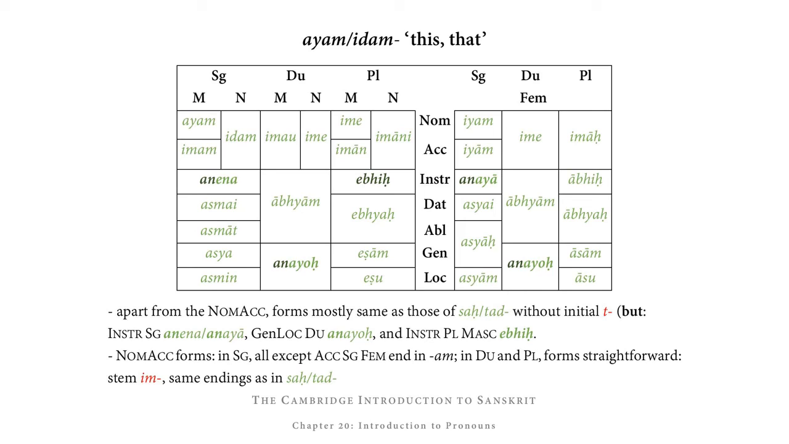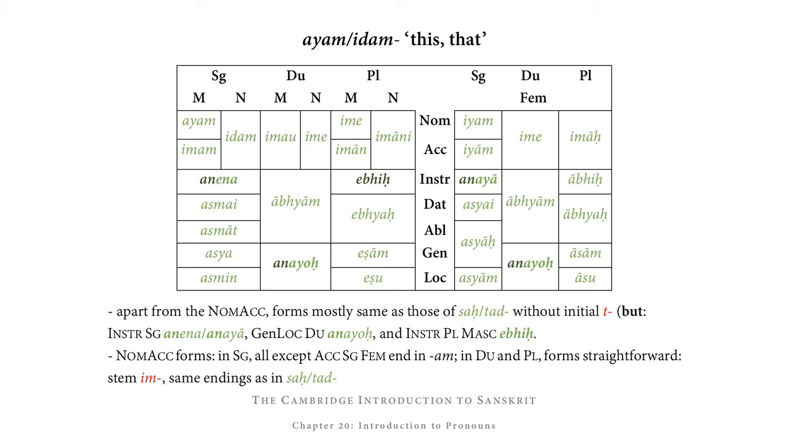There are just a few exceptions to this pattern, and one is that a couple of forms don't have just the same form as sa/tad minus the t, but they have an extra syllable. They have an added to the beginning of their forms. So that would be the instrumental singular in all three genders. In the masculine and neuter we have anena instead of ena, and in the feminine we have anaya instead of aya. Then in the dual genitive locative, again in all three genders, we have anayoh, where we might expect ayoh.